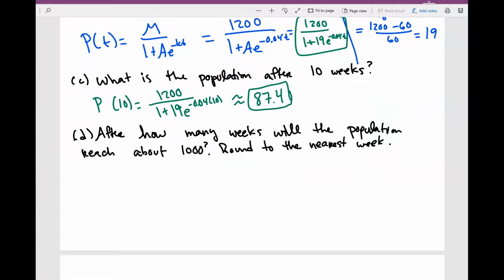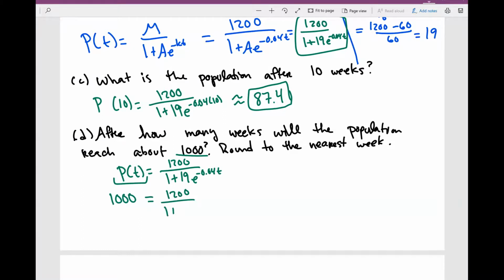Part D says, after how many weeks will the population reach about 1,000? So round to the nearest week. In this case, this is going to require a little bit more work. We are given that P of t is equal to 1,200 divided by 1 plus 19 e to the negative 0.04 t. And what we want to figure out is the value of t, because that's the weeks, when the population is about 1,000. So we're going to put 1,000 here, because that's the population, and we're going to solve for t.